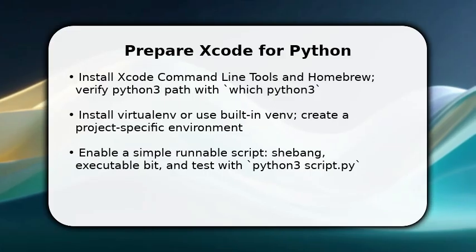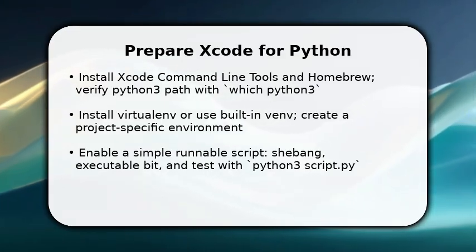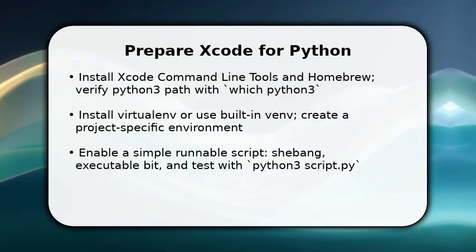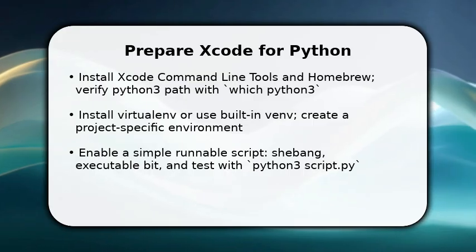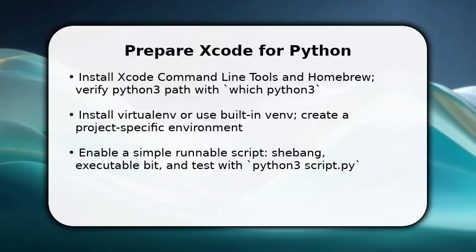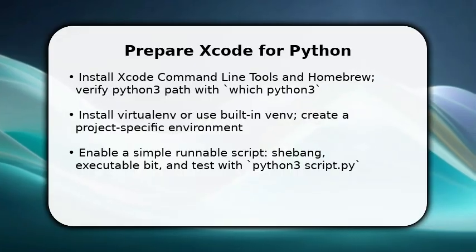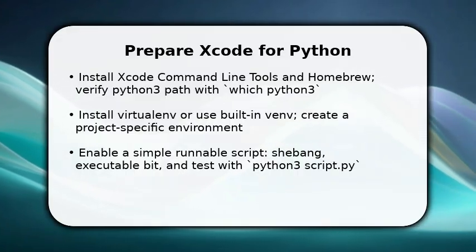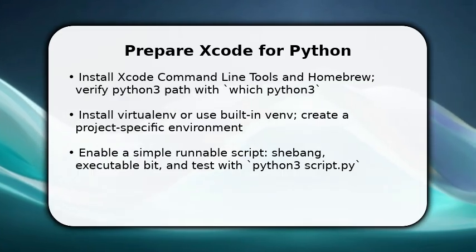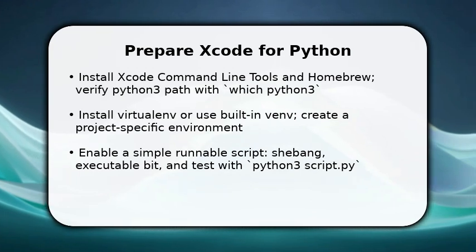You start by preparing Xcode and your system so Python runs predictably. Install Xcode command line tools and Homebrew, then confirm the Python 3 path with which python3 so Xcode can point to it. Create a venv for the project to isolate dependencies and avoid permission issues. Once done, add a simple script with a proper shebang and test it from terminal using python3 script. This confirms the interpreter and environment are ready before you integrate into Xcode.